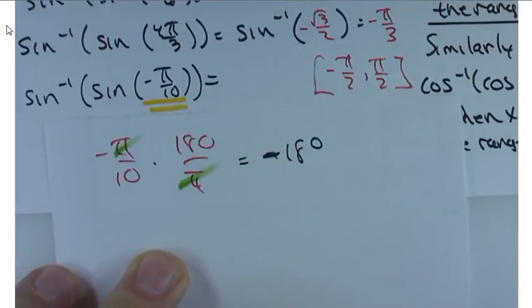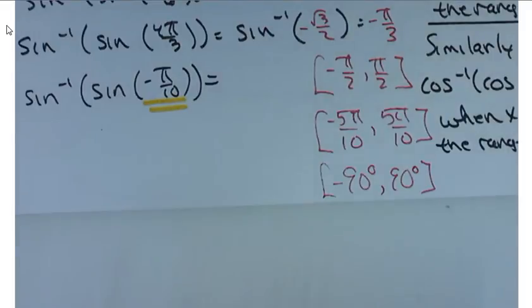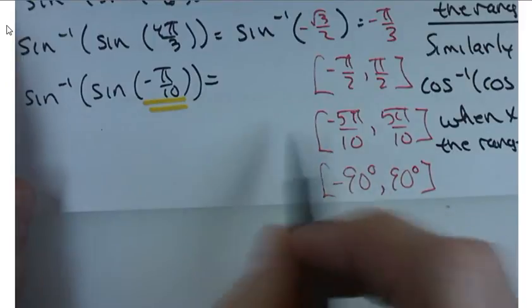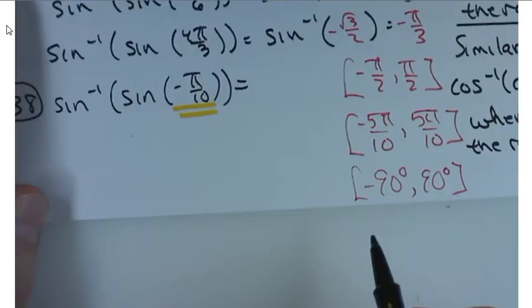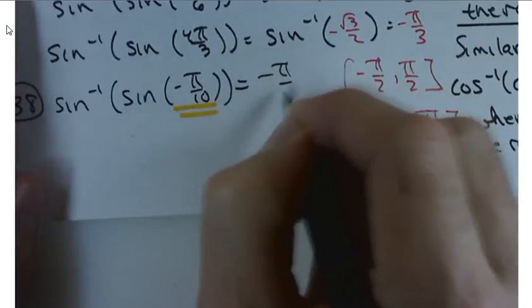Yeah, you just need to understand it one way. You don't have to understand it both ways. So whichever way works. Because this is in the range here of the inverse sine, what's my answer for this one? Negative pi over 10.